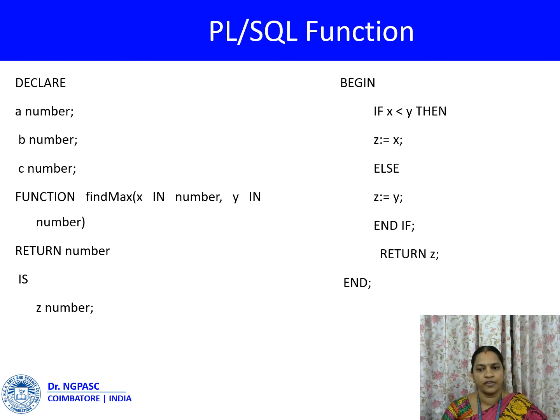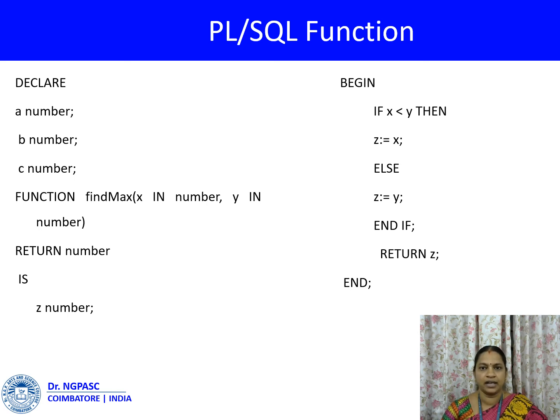So directly we can go to the example. Here also it is the same example, but I have used it for creating a function for finding the maximum value. The variables are declared as usual, a, b and c of type number, and the function is created. FUNCTION is a keyword, find_max is the function name, and x IN number, y IN number. Here there is no Z as an OUT parameter for getting the value, because here we have to return that value. So we must include the RETURN statement. RETURN number, and z is of type number.